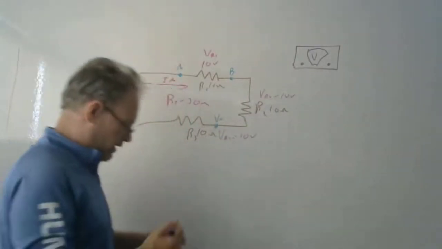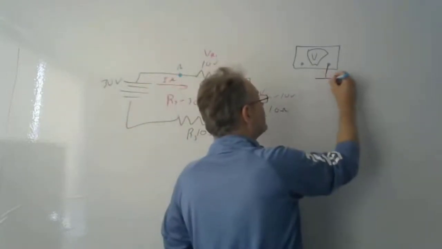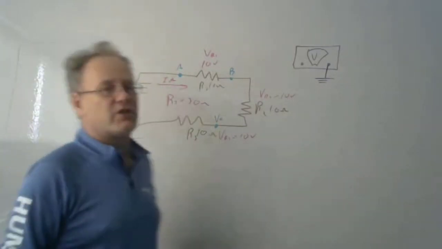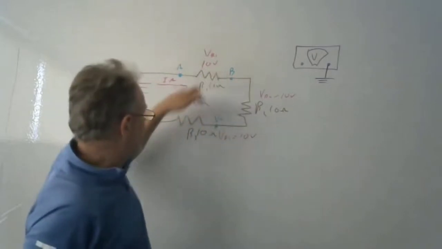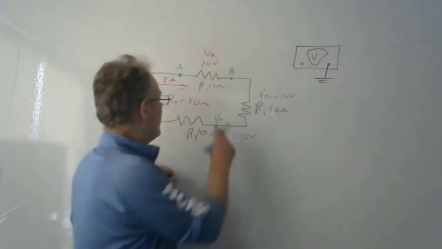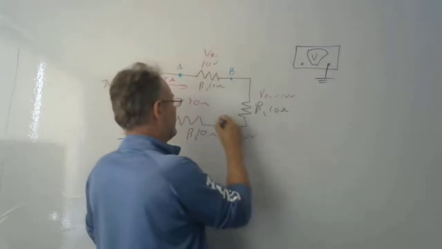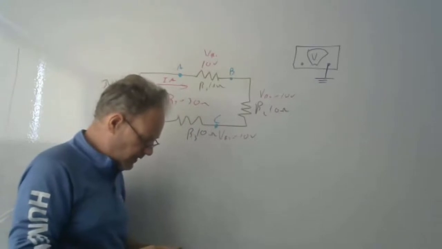So, if I wanted to find the voltage potential at any one spot, I'm actually going to just ground this guy here, and I'm going to ground this guy here. So we know that I'm studying voltage potential. I'm not going to look at the voltage potential between B and C. I'm just going to look at the voltage potential at A, B, C. Okay, good. So now here we go.